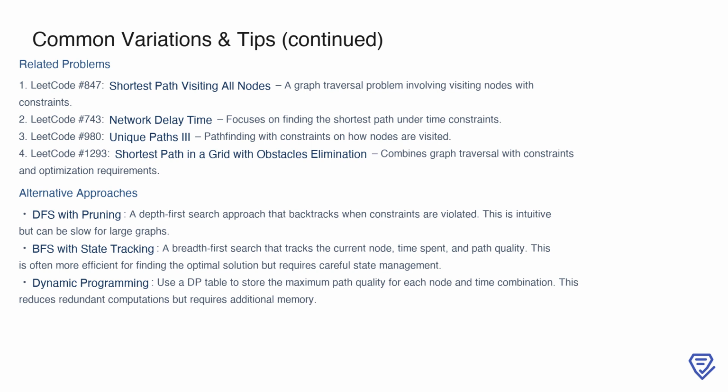LeetCode number 980, unique paths 3, introduces constraints on how nodes are visited, and LeetCode number 1293, shortest path in a grid with obstacles elimination, combines graph traversal with specific constraints and optimization requirements.